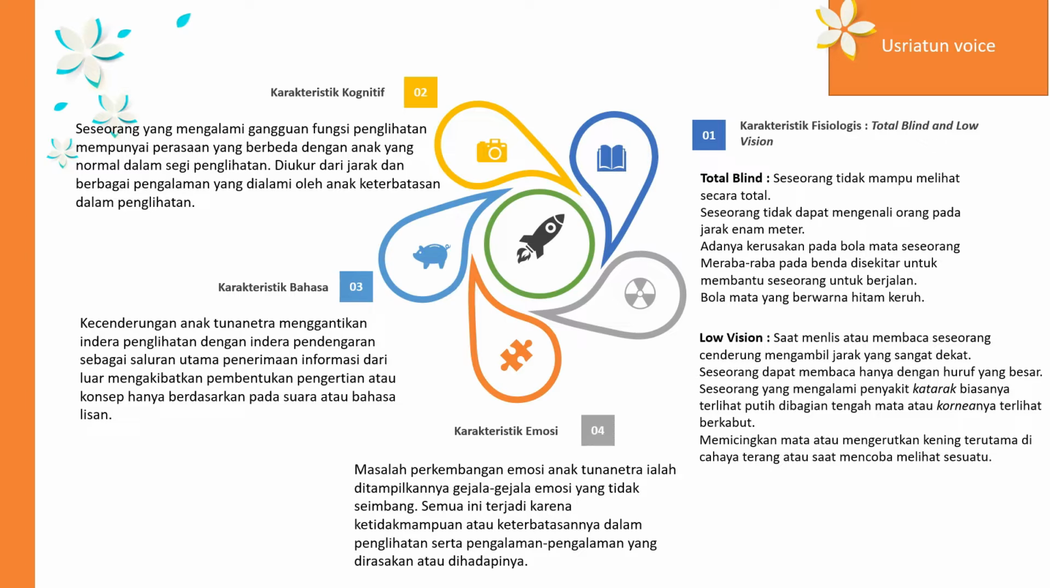4. Emotional characteristic. The problem with emotional development of blind children is the display of emotional symptoms that are not balanced. All this happens because of his inability or limitation in vision and the experience that he feels or faces.